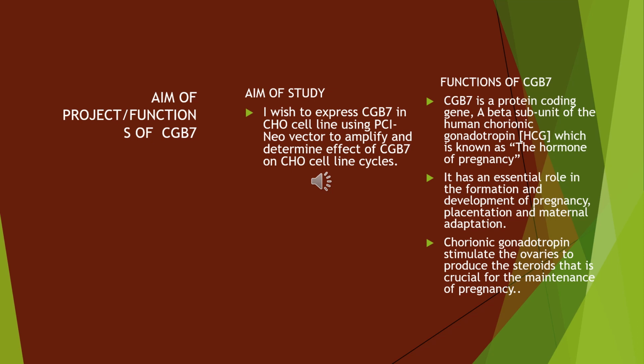Functions of CGB7. CGB7 is a protein coding gene, a subunit of the human chorionic gonadotropin. Its expression has been associated with ectopic pregnancy, and the chorionic gonadotropin stimulates the ovary to produce the steroids that are important for the maintenance of pregnancy.